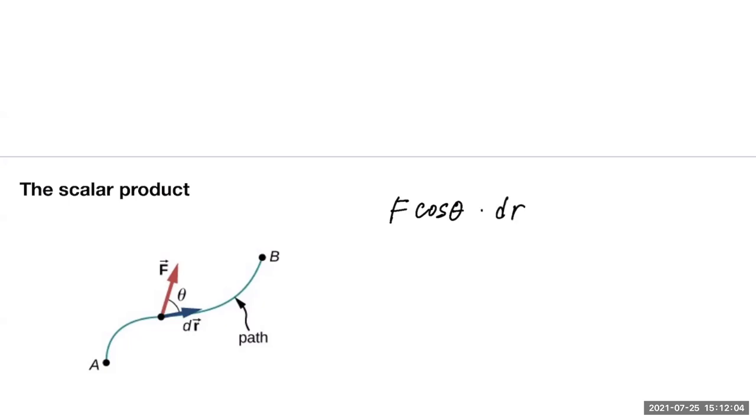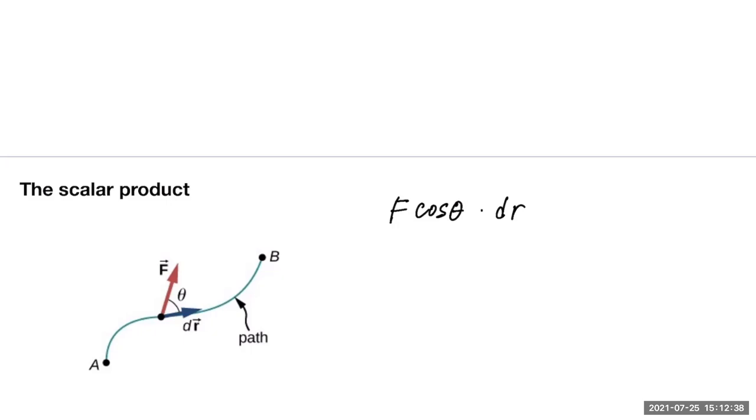Here dr is the magnitude of the displacement vector dr, right? So it makes sense to consider this product, F times cosine theta times dr. Now you realize that F originally is a vector, dr is originally also a vector, but this combination is no longer a vector, it's a scalar. What you do is you take the magnitude of the vector F times the magnitude of vector dr, and then times cosine of the angle between them. So this combination is of interest to us.